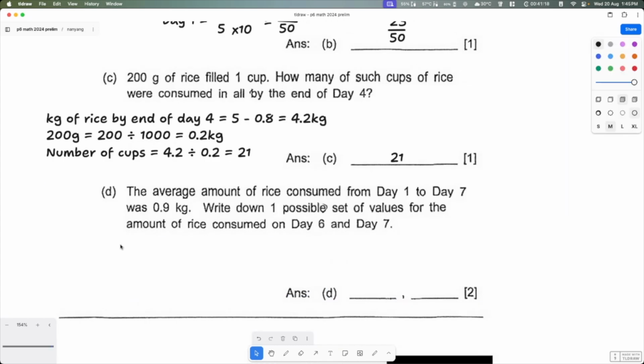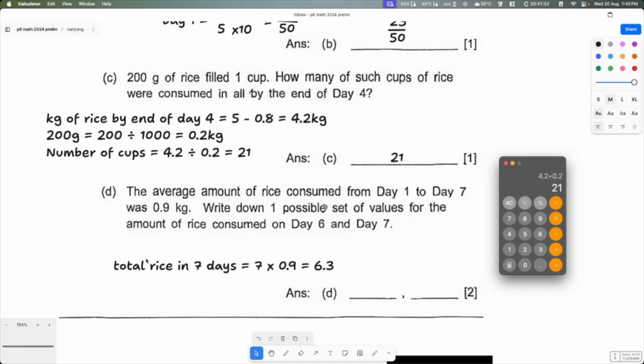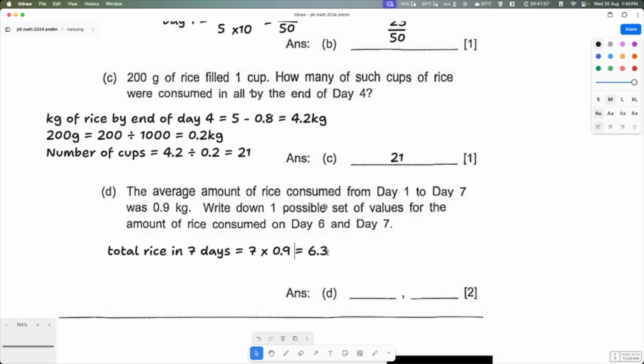All right, let's move to the last part, D. It says the average amount of rice consumed from day 1 to day 7 was 0.9 kg. Write down one possible set of values for the amount of rice consumed on day 6 and day 7. We know that's 7 days, so the total rice in 7 days is equal to 7 times 0.9. This should be 6.3. Use the calculator to double check: 7 times 0.9 is 6.3. So this is the total rice.